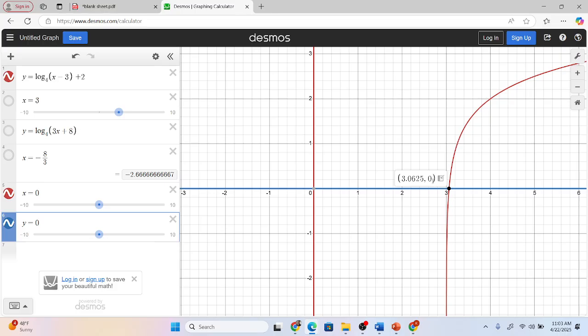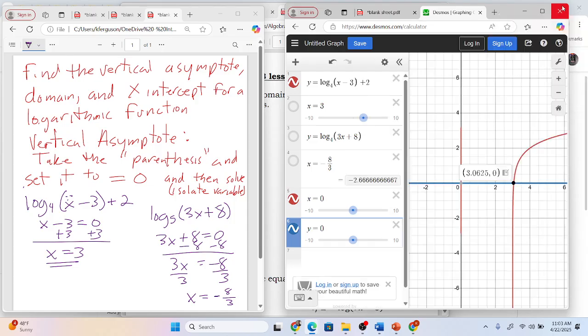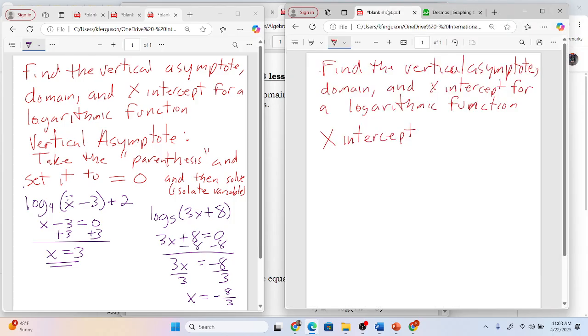Now, the thing about the x-intercept is y always equals 0. Because it has to touch this line, and if y doesn't equal 0, then it's up here or down there somewhere. In order for it to be an x-intercept, y needs to equal 0. So that's how we solve our stuff. That's how we figure out what we're doing.